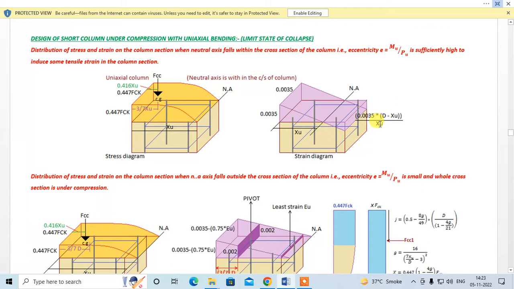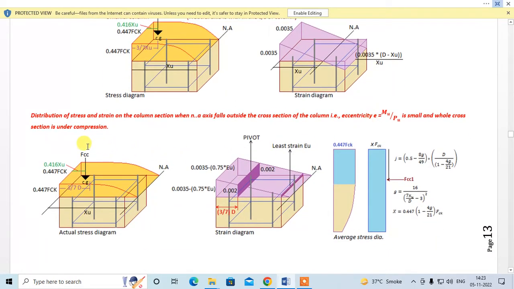Now coming to the second case, distribution of stress and strain on the column section when the neutral axis falls outside the cross section of the column, that is, eccentricity e equal to Mu by Pu is small and the whole cross section is under compression. You can see over here the neutral axis is outside the column section. So in this case, your concrete design curve will be something like this, and the strain diagram will be something like this.